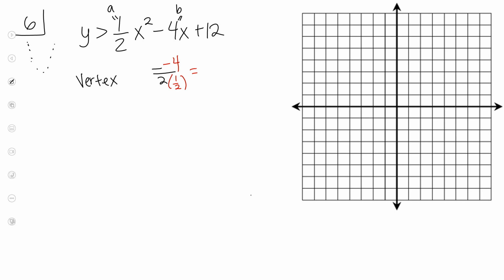Okay, so let's simplify this. 2 negatives is just a positive. So this is 4. And 2 times 1/2. Well, 1/2 of 2 is just 1. So the x value of my vertex is 4.